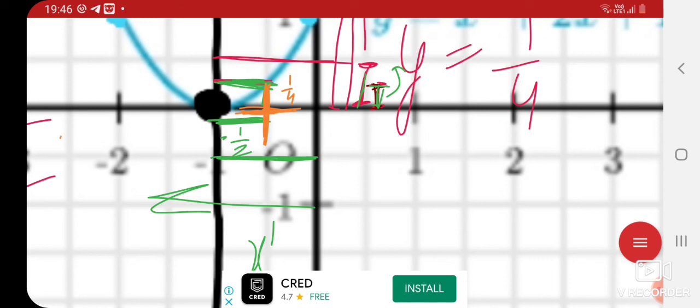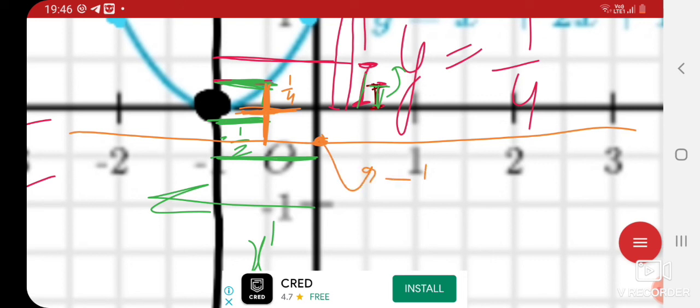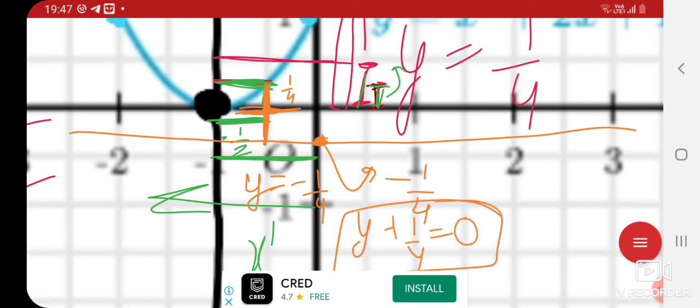That means the directrix will be located here. Is it clear? This point is minus 1 by 4. What does that mean? This means that let's suppose our directrix is y. This y will be equal to minus 1 by 4. That means y plus 1 by 4 will be equal to 0. This will be our equation for the directrix, okay?